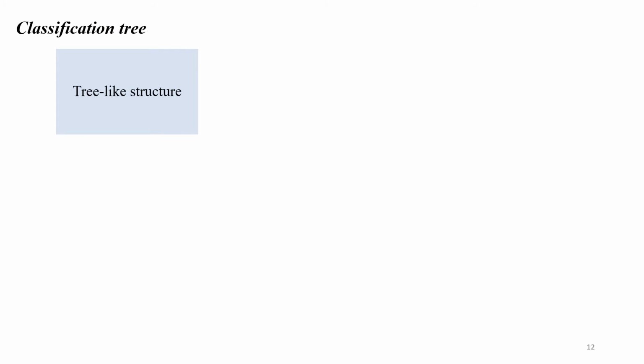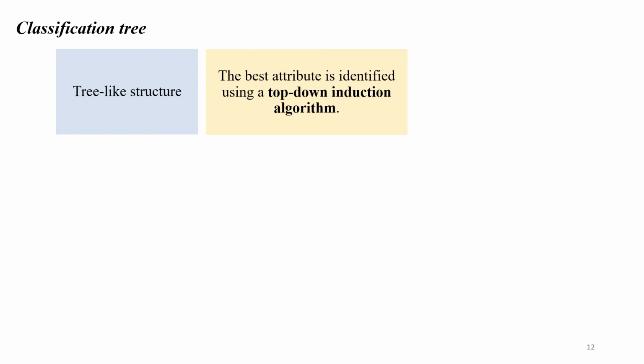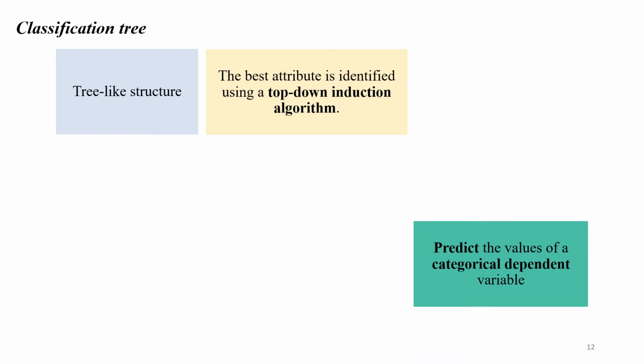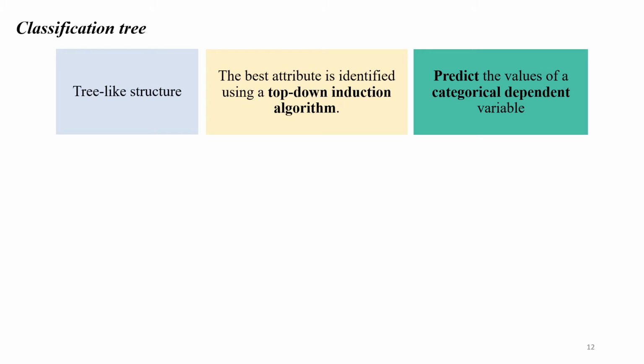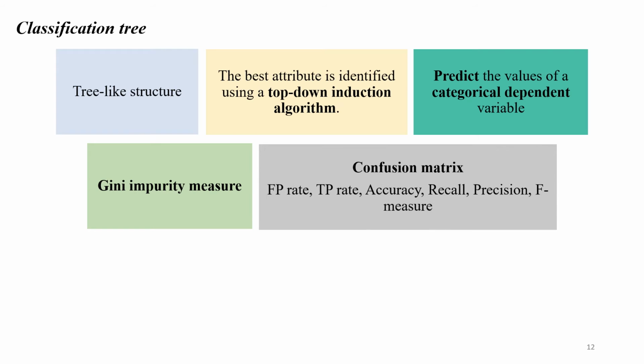Classification tree is a type of decision tree. In here, the best attribute is identified using the top-down induction algorithm. It predicts the values of the categorical dependent variable, and in this research it is the daily FTT state. Gini impurity measure is used to identify how well the classes are separable.